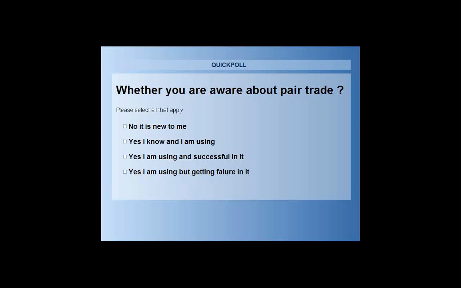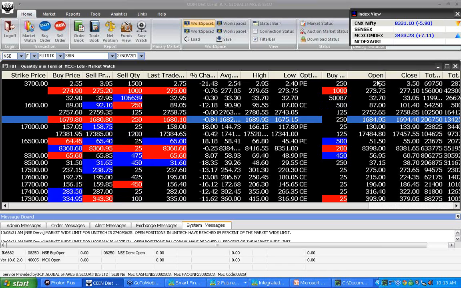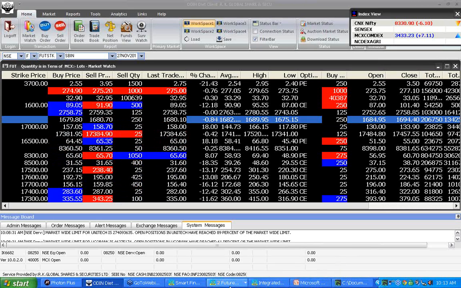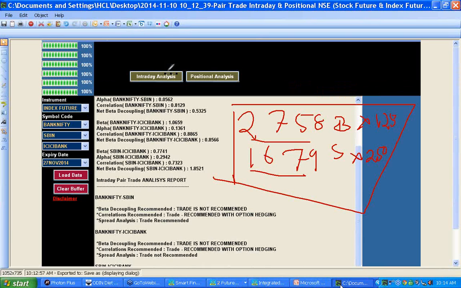Intraday trade you have seen. Now to do, we have recommended buying in this particular pair of SBI and ICICI: buying of SBI one lot and selling of ICICI one lot, based on the analysis of correlation and other things.